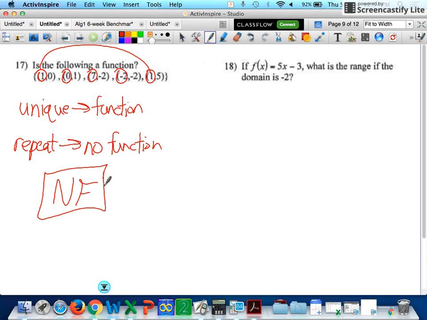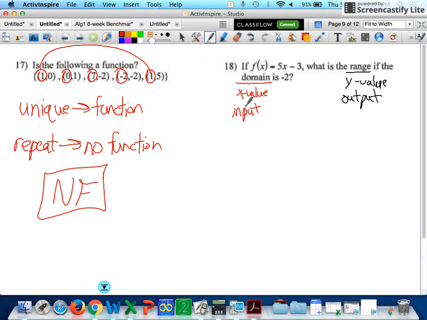Number 18, we've talked about a little bit on our previous attempt at these. It's a vocab problem, guys. We see this word range, okay? Range. I know that range also means y value. It means output, and I see this word domain. Domain means x value or input.